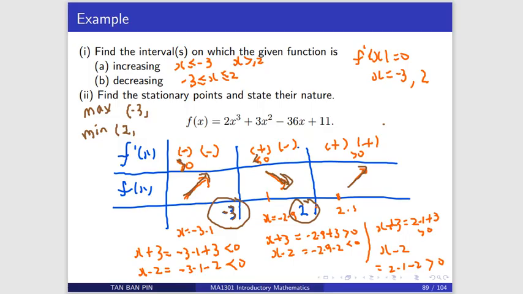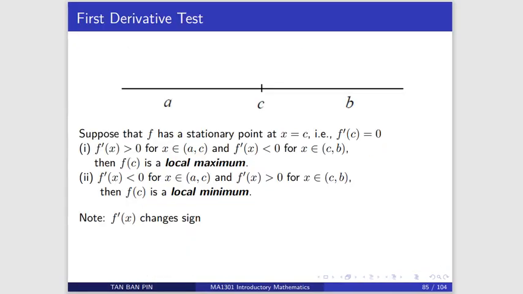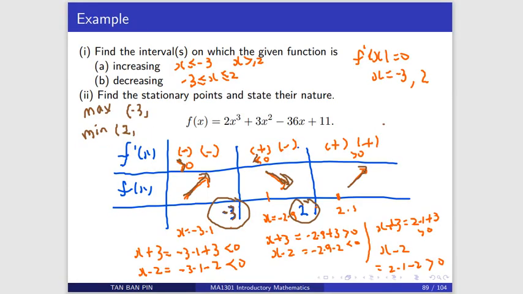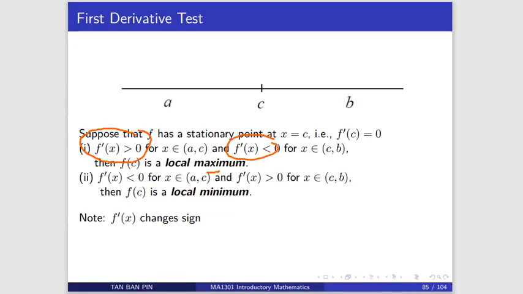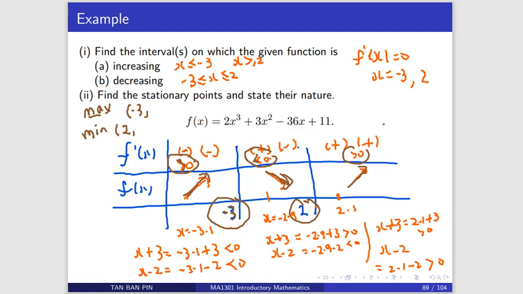It's like what you have in slide 85, right? It's like this. Before is positive, after is negative, local maximum. So this is exactly what we have. Before minus 3, f prime is positive. After minus 3, f prime is negative, so maximum. Then for x equal to 2, before is negative, after is positive, so we get local minimum.